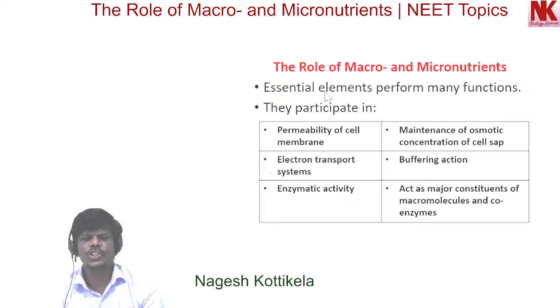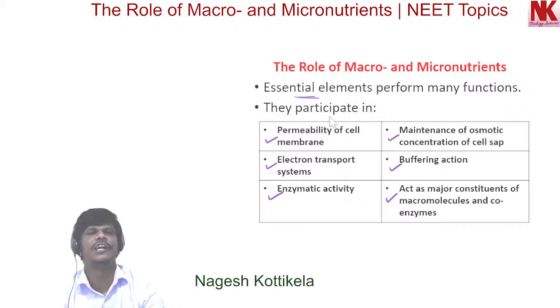Here, essential elements perform many functions. They participate in permeability of cell membranes, electron transport systems, enzymatic activity, maintenance of osmotic concentration of cell sap, buffering action, and act as major constituents of macromolecules and coenzymes. So these are the different functions performed by the essential elements in plants.